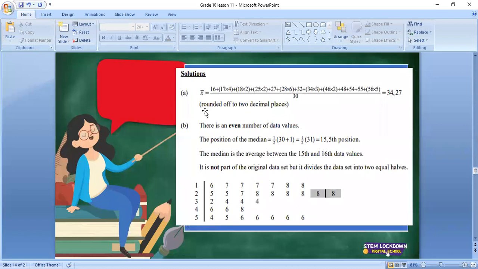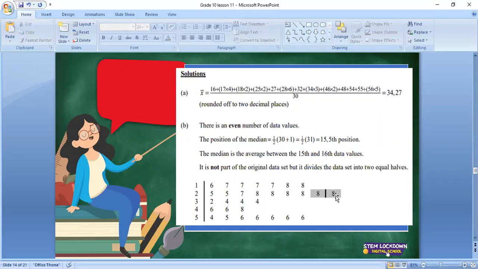So solution. To find the mean, we add all the numbers together and then divide by 30, we get our answer. And then to find the median, it is the 15th and the 16th position. The median is the average between the 15th and the 16th value. So the 15th and 16th values are 28 and 28, which means what?